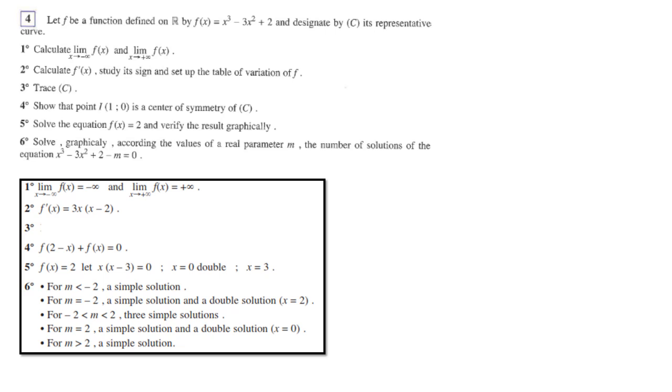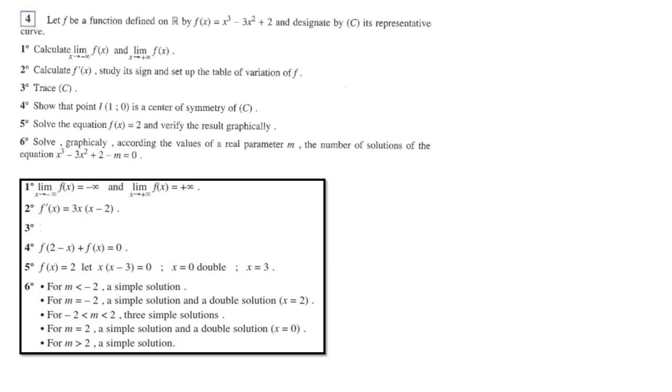Now solve graphically, according to the values of m, the number of solutions of x cubed minus 3x squared plus 2 minus m equals 0. This is an important question. First, you put x cubed minus 3x squared plus 2 equals m, and you start discussing as if you are trying to put all the cases. If I draw a line here, how many solutions? If I draw a line here, how many solutions? So that's the question.